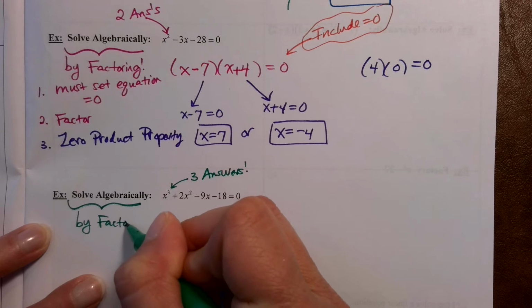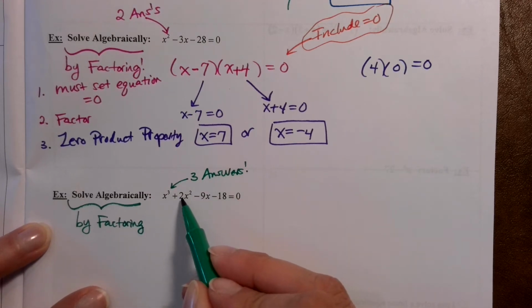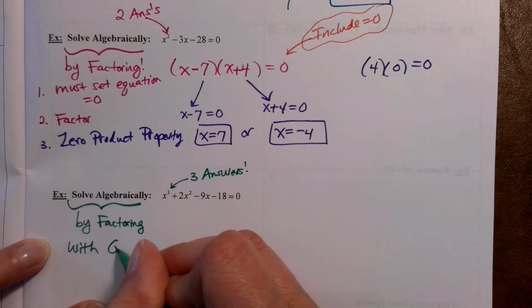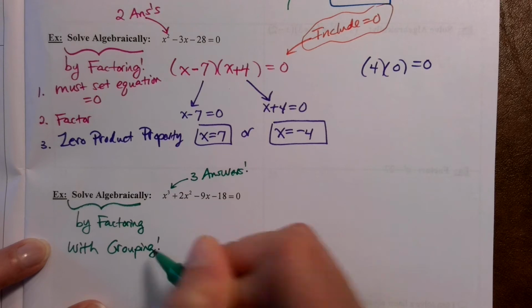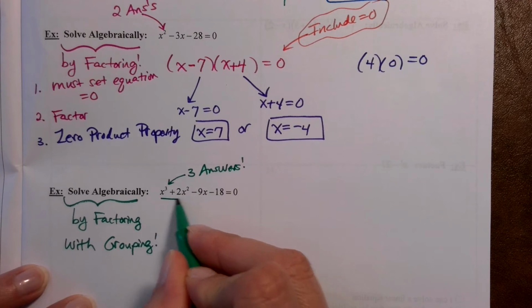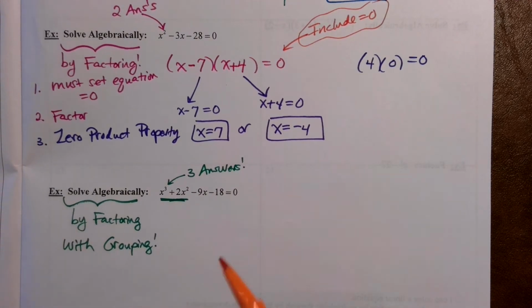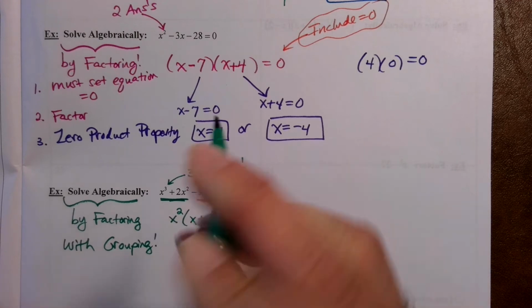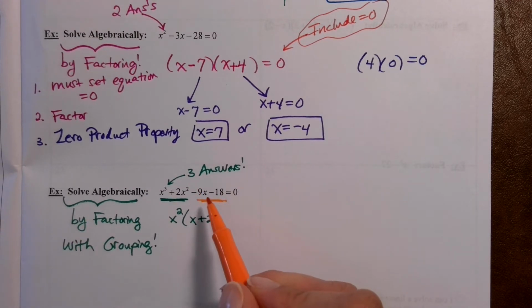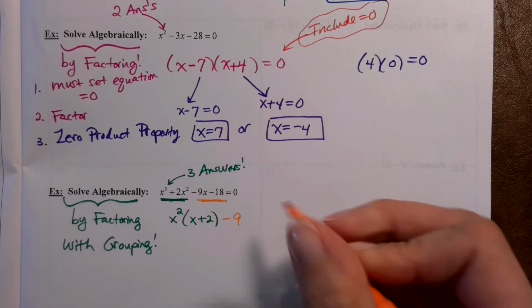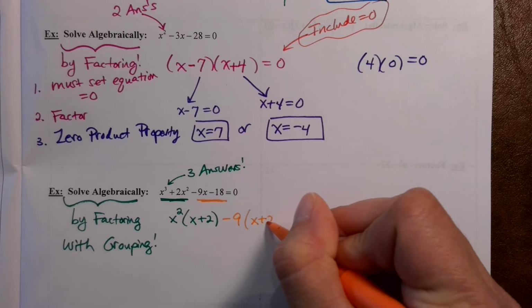But what kind of factoring? When there's 1, 2, 3, 4 things, with grouping. Make sure you write these notes down. I love asking students questions about what it's called. I'm going to look at the first 2 like a group and the second 2 like a group. So from the first 2, let's take out x squared, leaving us with x plus 2. For the second 2, if it starts with a negative, we're going to take out a negative. And that leaves us with x plus 2.